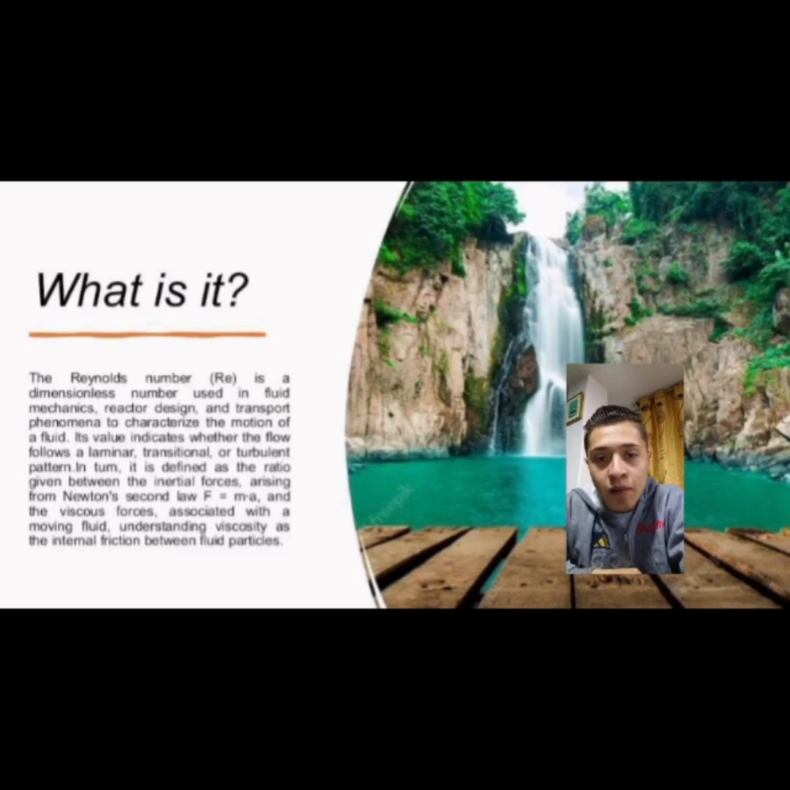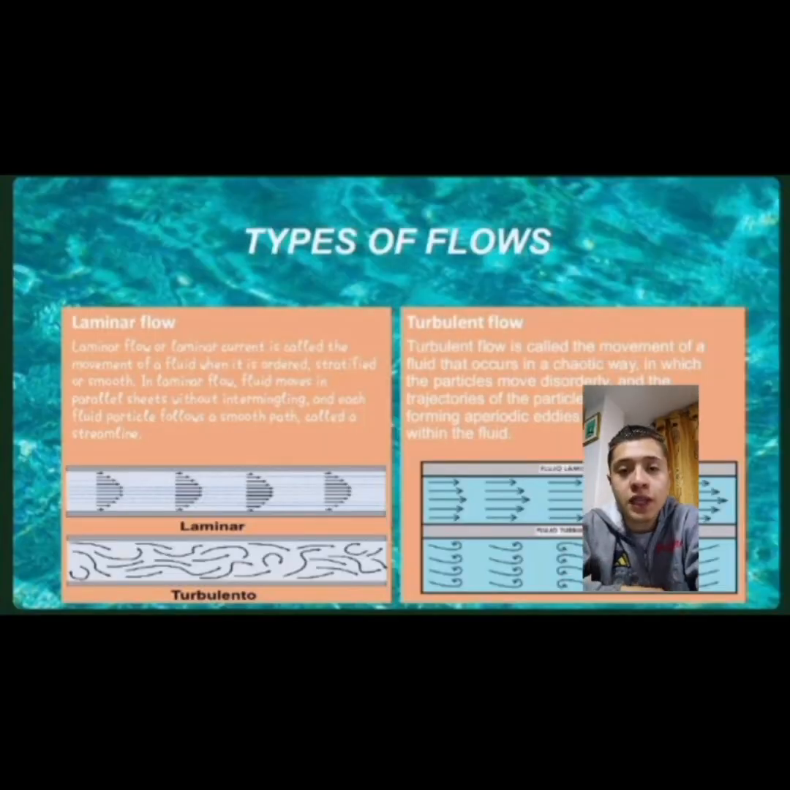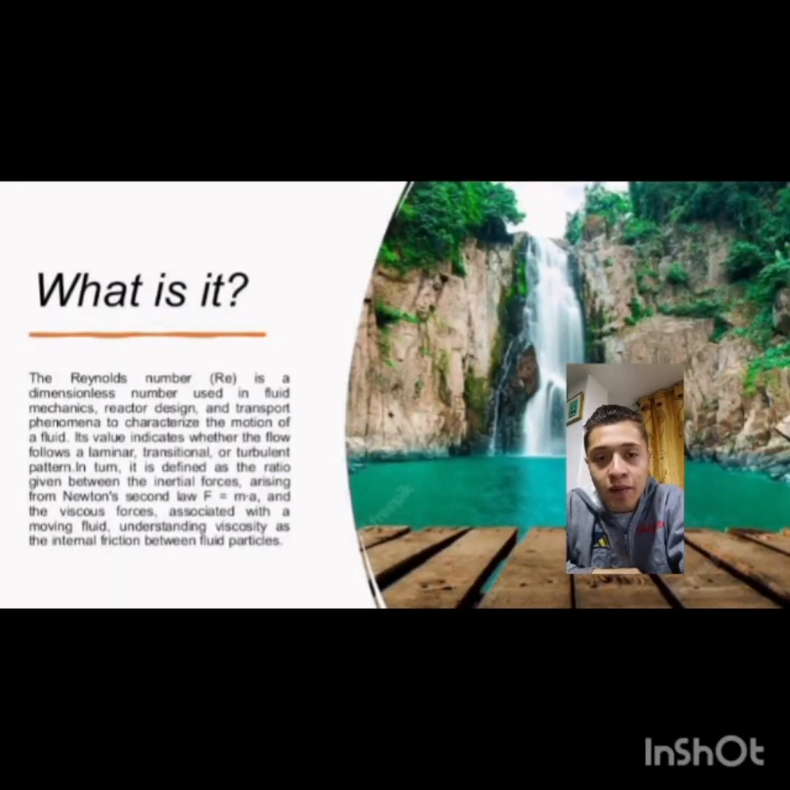We understand viscosity as the internal friction between fluid particles, layers or flows. Laminar flow is the movement of a fluid when it is ordered, stratified or smooth. In laminar flow the fluid moves in parallel layers without intermingling, and each fluid particle follows a smooth path.